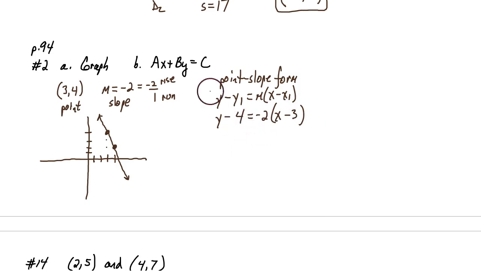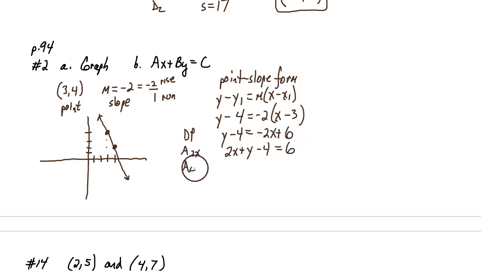This is an equation, but it's not in the form ax plus by equals c. Let's do the distributive property. -2 times x is -2x. -2 times -3 is +6. Next, add 2x to both sides. Then add 4 to both sides. This equation has the format ax plus by equals c.